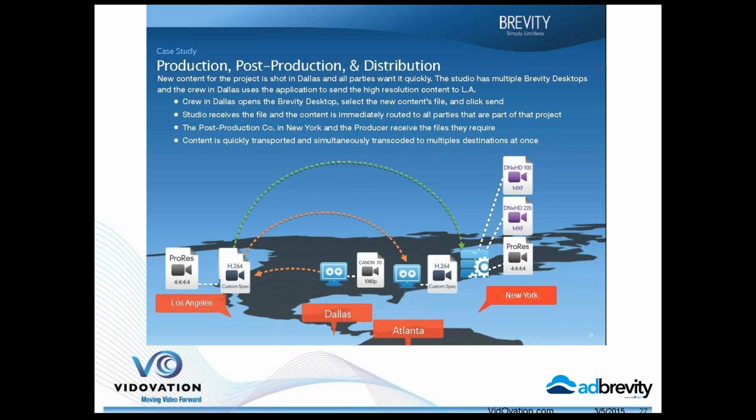Then someone in Dallas is shooting some B-roll in a Canon D7 format, 1080p, and then that gets pushed back to Los Angeles, back to the coordinator, and it gets dumped into the project folder. And because we have automatic triggers, this file automatically gets pushed to New York, gets pushed to the producer in Atlanta, and these resolutions of the new content automatically appear in the New York folder.